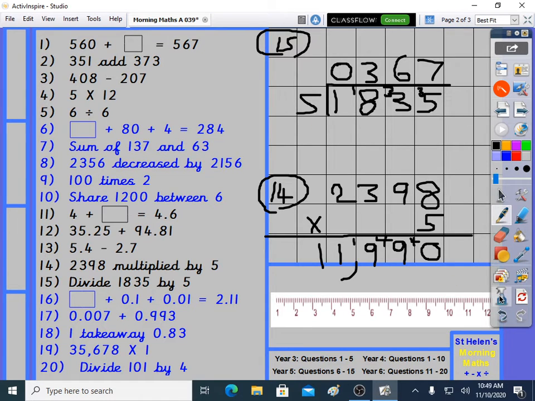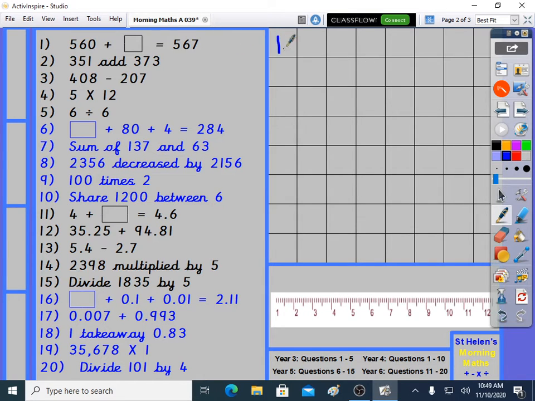Let's go on to, oh yeah, level 6 work already. Here we go then. Column, place value. These ones just take a while because there's lots to copy. Something plus 0.1 plus 0.01 equals 2.11. It's the 2 that's missing, isn't it?